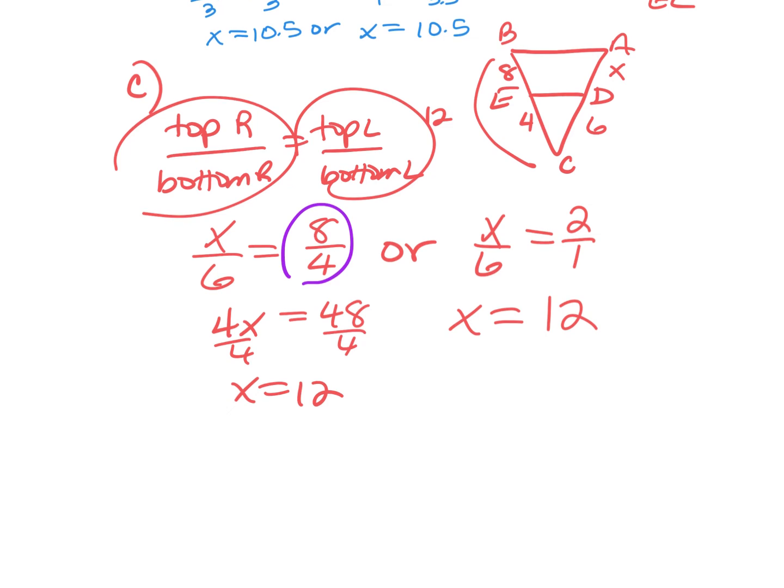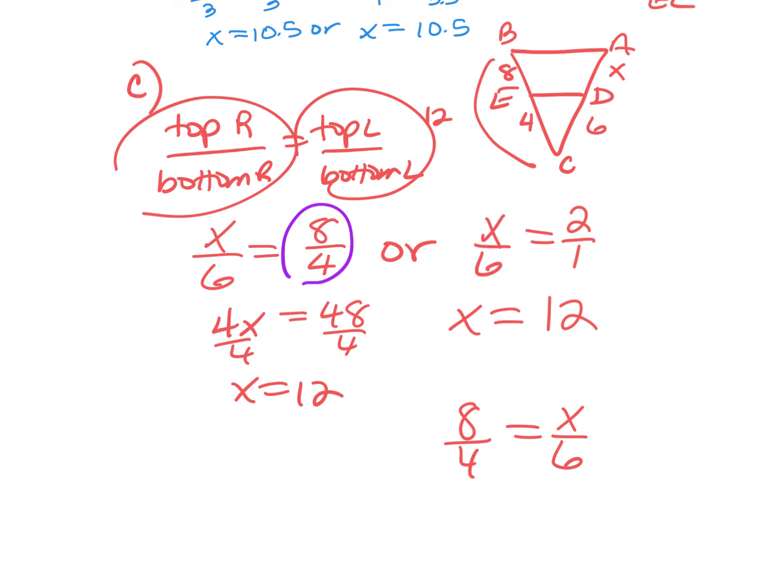So I could have also done 8 over 4 equals x over 6. I'm still doing the same cross products. You can also go side to side. If you want to go left over right, again, just stay consistent. So here we were using the proportionality theorem.